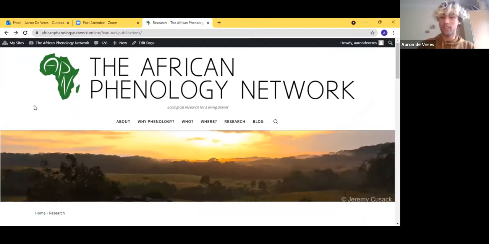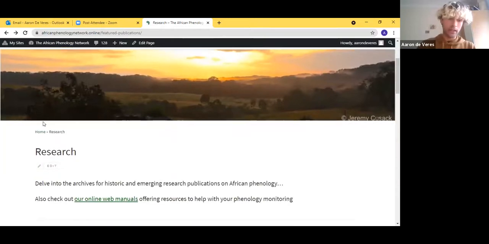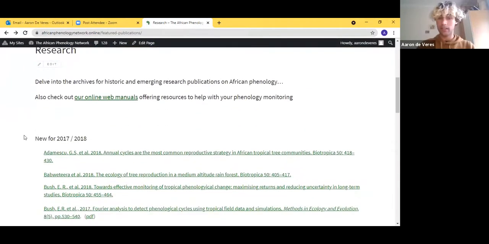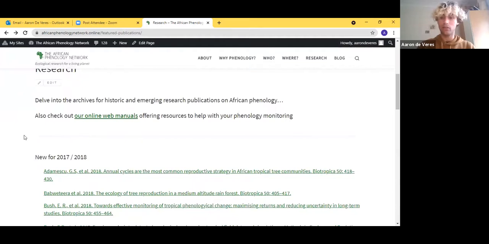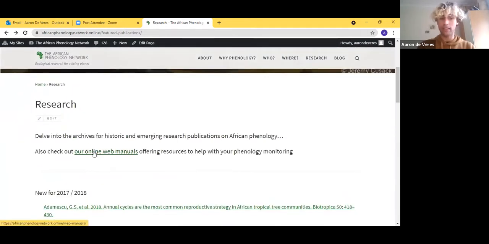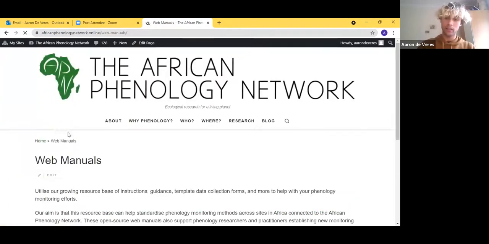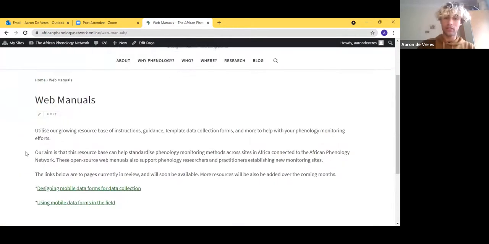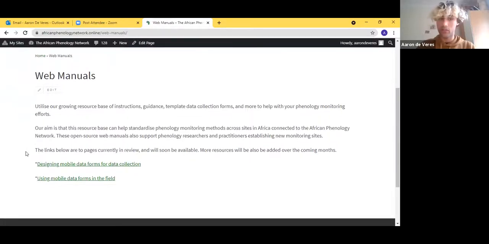So if you're looking to find the web manuals, if you go to africanphenologynetwork.online, you'll see the navigation bar up here. If you click on research, we might end up having a separate tab for the web manuals in the future, but this is where we can find them for now. And this is where you'll find a list of publications relevant to phenology. And if you click this link here, you can also check out our online web manuals. And you'll be taken to our introduction page here that just explains basically what I've said to you already.